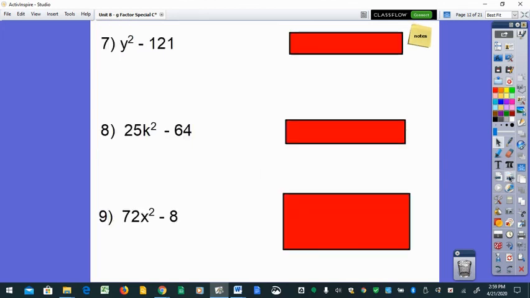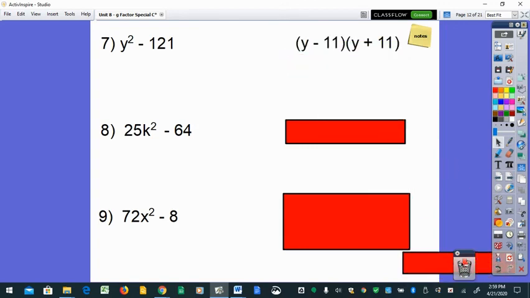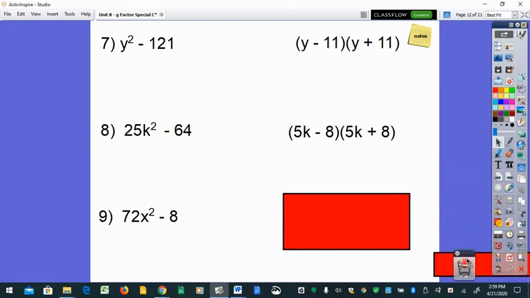Okay, this is our, I believe, our last page. So pause the video and see how you do on these. Difference of two squares, y minus 11, y plus 11, right? Difference of two squares, 5k and an 8. One with a plus, one with a minus.